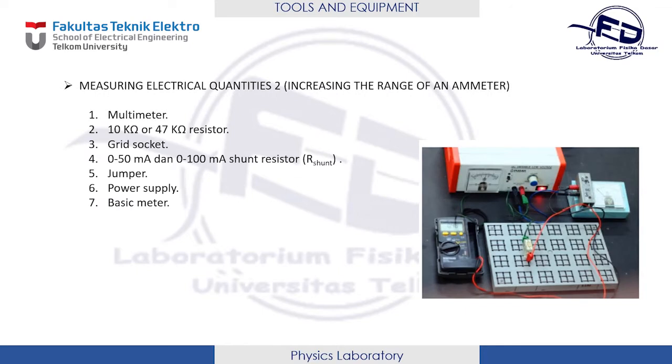Measuring electrical quantities 2: increasing the range of an ammeter. Second, same as the first module. But in this part, there is an additional tool, namely the shunt resistor, which is arranged in parallel to the basic meter, so we can increase the measurement limit of the ammeter.